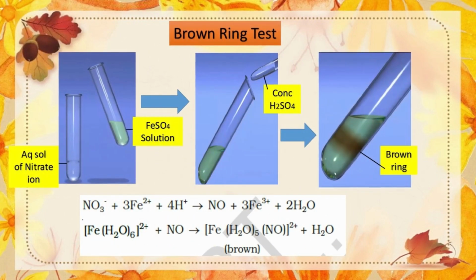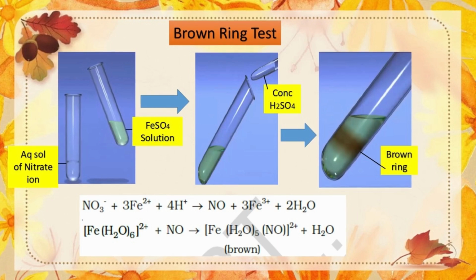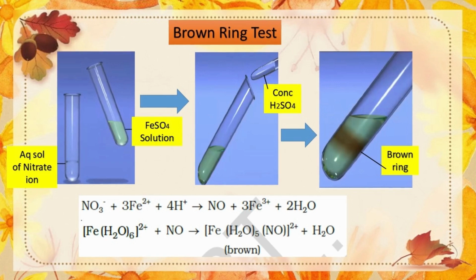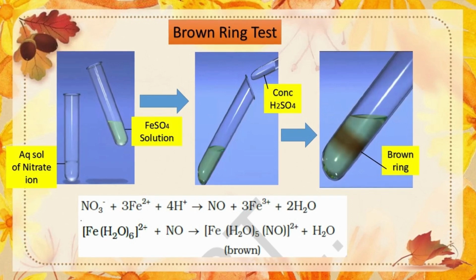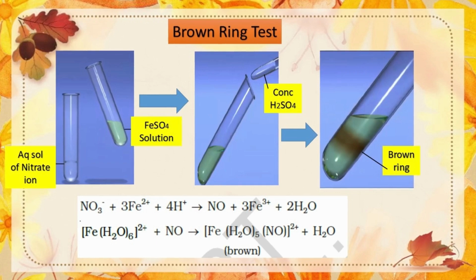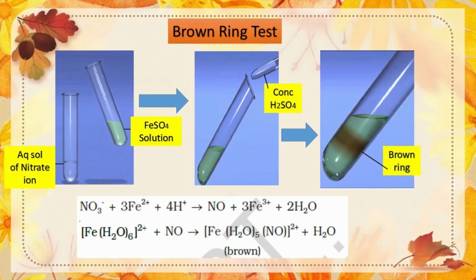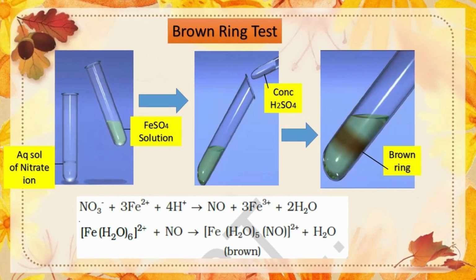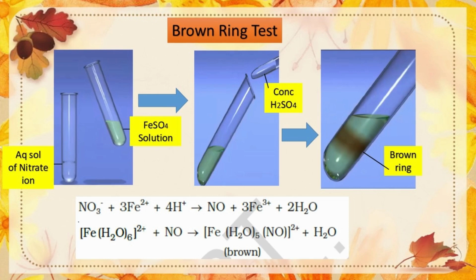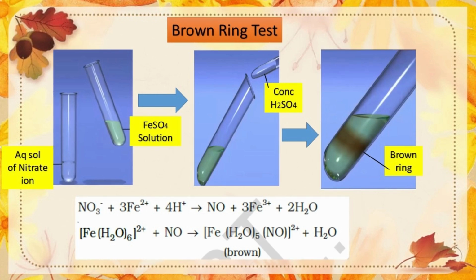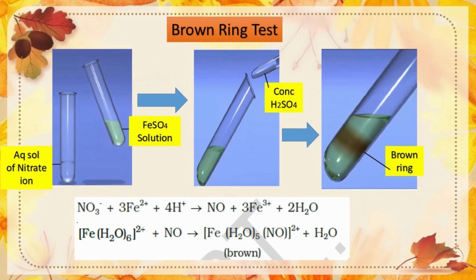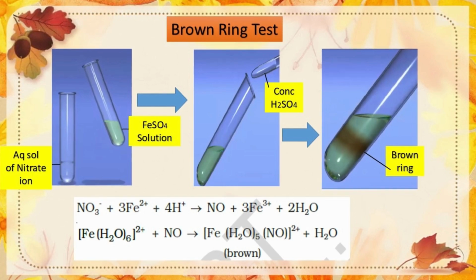Hope you all remember this test we did in the laboratory to find out the presence of nitrate ion in a simple salt. We will just refresh the procedure. In one test tube, we will take the aqueous solution of the simple salt, that is, specifically an aqueous solution of a nitrate salt. And in another test tube, we will take freshly prepared ferrous sulfate solution. Then we will mix these two solutions.